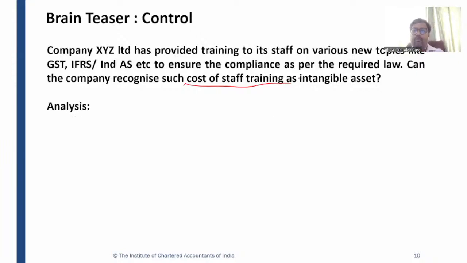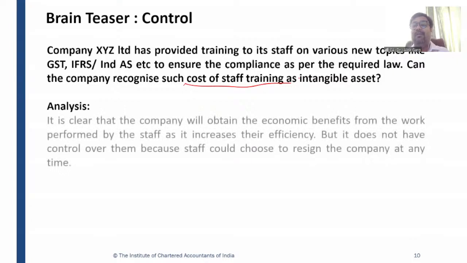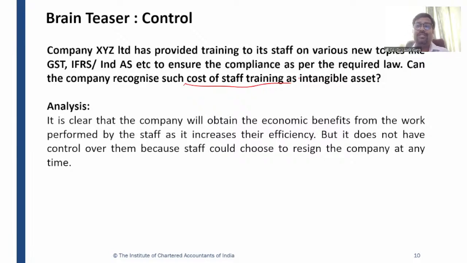So guys, by providing the training to the staff, of course, the company will have a future economic benefit. The staff will work more accurately, more properly, more efficiently by having such trainings. The outcome productivity will grow for that staff, right? So what is the analysis for this? Although the company will receive the future economic benefit, the company does not have control over that employee, that this employee will only work in this company and will not resign from this company, and will not use this skill set or this training in another organization, right?